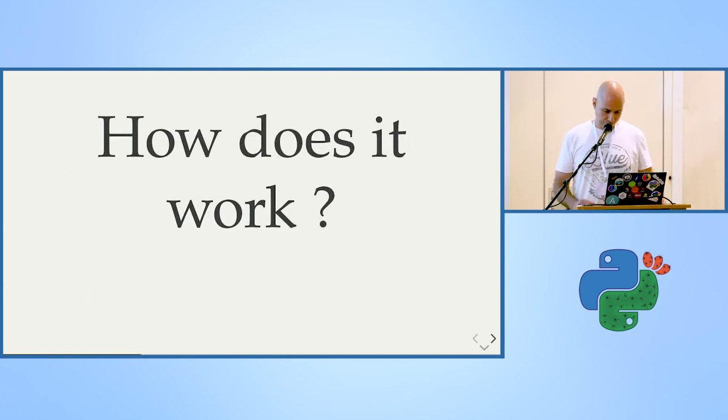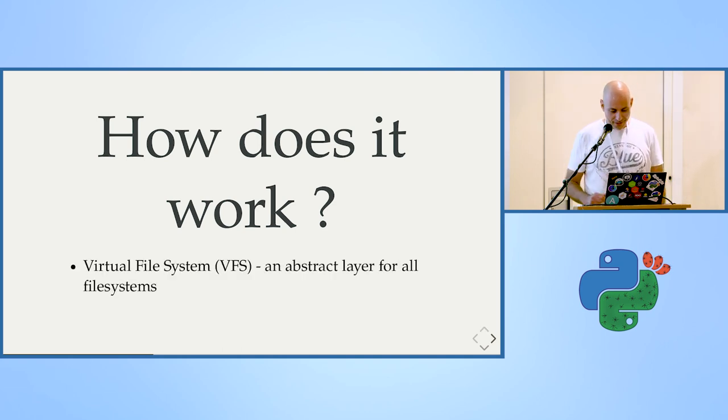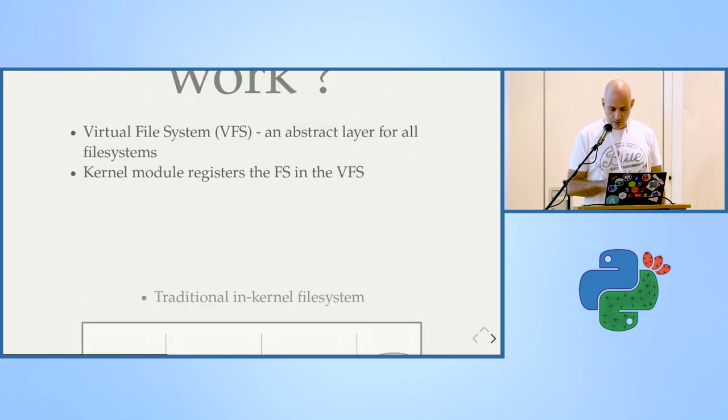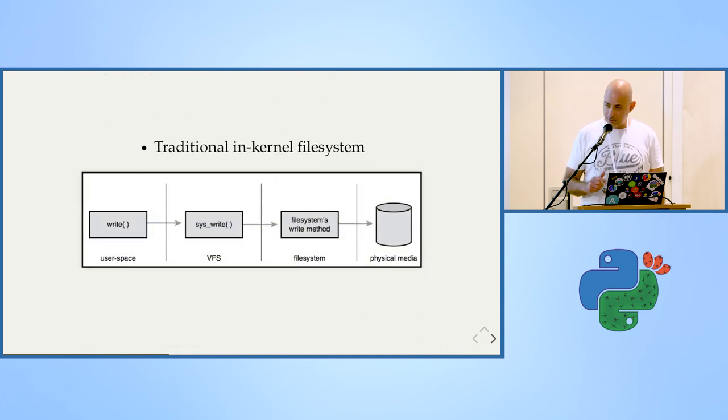So how does it work? I'm going to go really shortly about file systems in general, because I don't know in-depth kernel stuff. But basically, in the kernel, there's an abstract layer that is called the virtual file system. If you want to implement your own file system, you need to write a kernel module that implements this interface. And the kernel module would then register the file system inside the VFS. So a traditional in-kernel file system would look something like this, right?